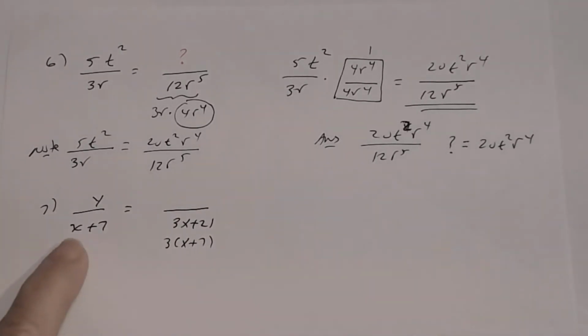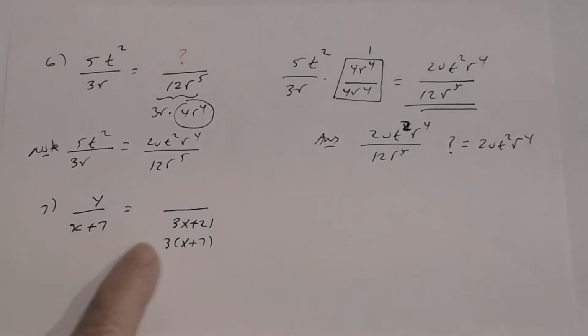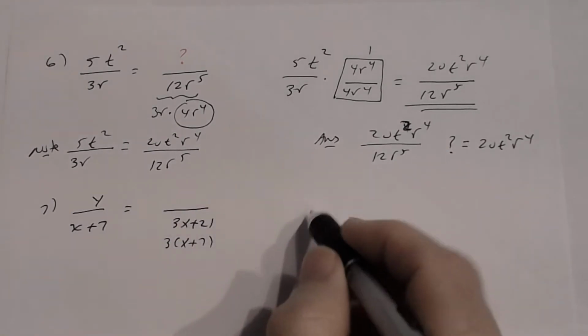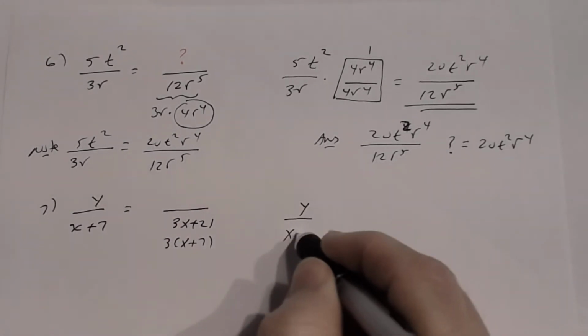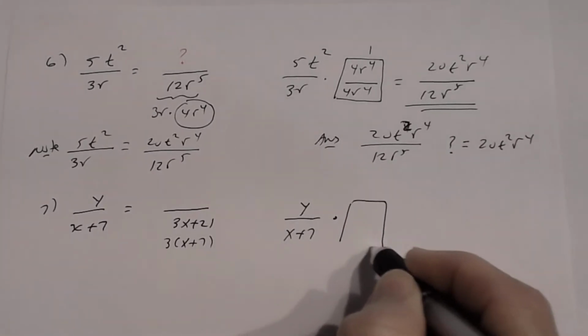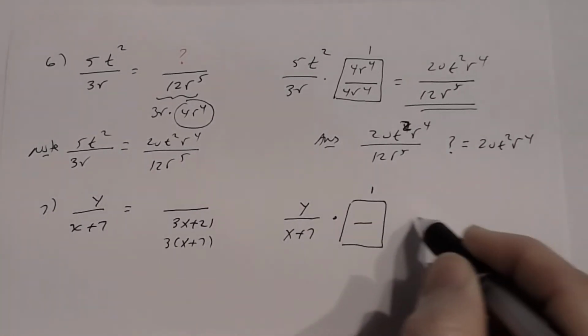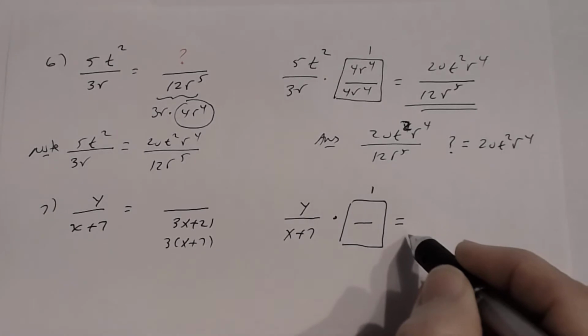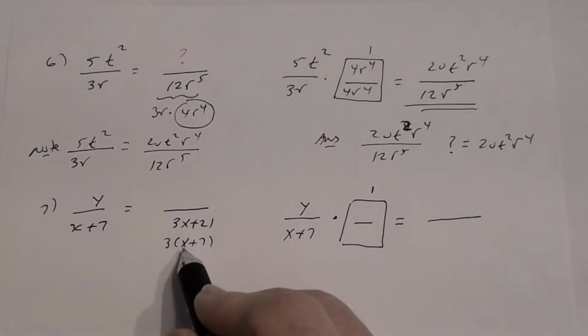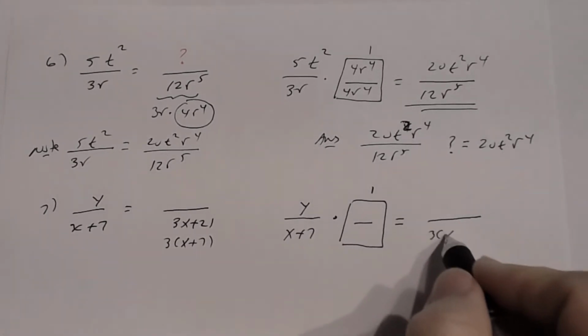So notice I want to go from here to here. I already have the factor x plus 7, right? So I'm missing a 3. All right, so what that means then is this. I'm going to go just kind of like we did here. So I'm going to rewrite this: y divided by x plus 7, okay? I'm going to multiply this by some fraction that's equivalent to 1, so I can get an equivalent rational expression with this denominator, 3 times x plus 7.